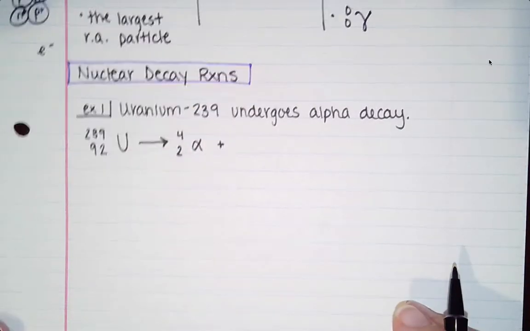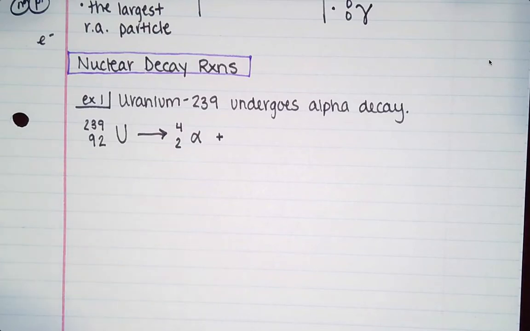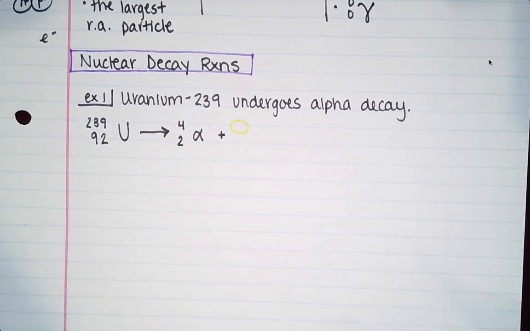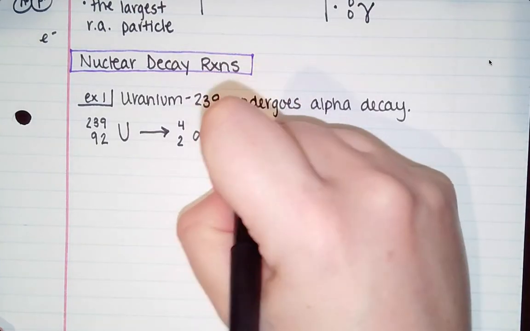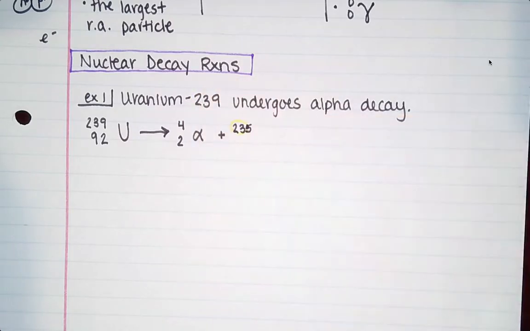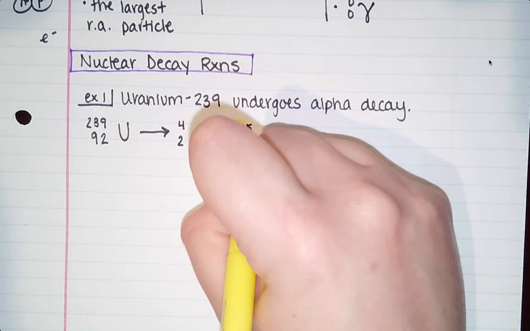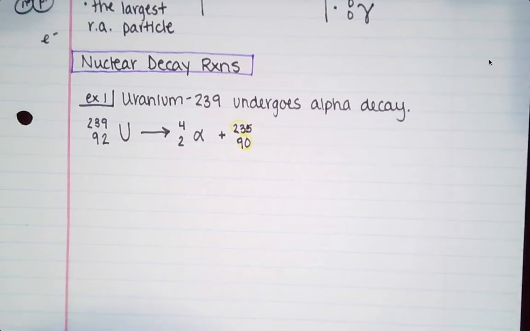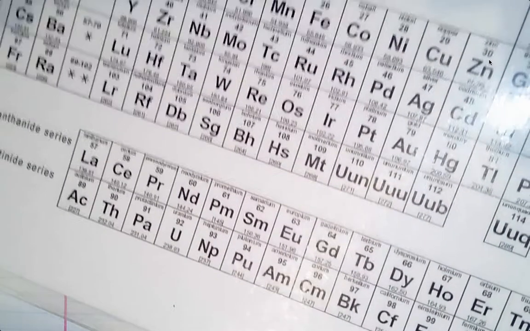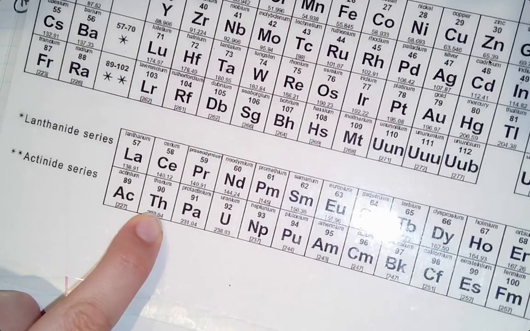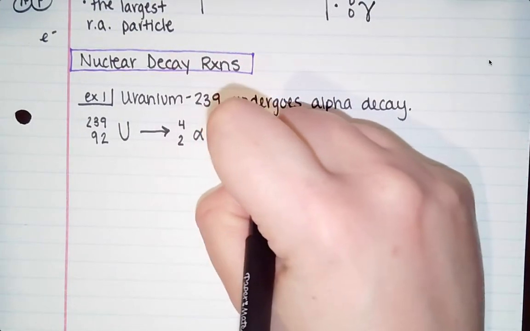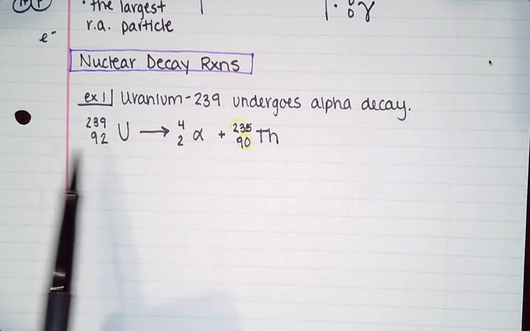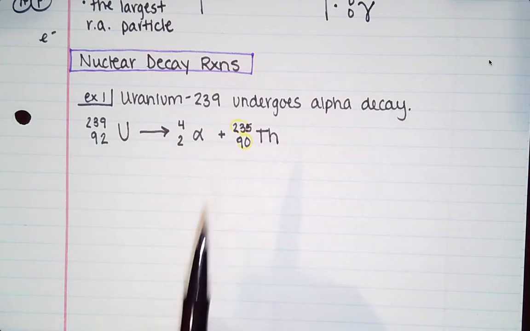Then it's kind of like solving a puzzle. You think to yourself, what plus 4 is 239? Well, that would be 235. And then you think, what plus 2 is 92? 90 plus 2 is 92. So now I look at my periodic table and see what is element 90, and that's thorium, Th. And so now I have solved this decay reaction and written out the equation.